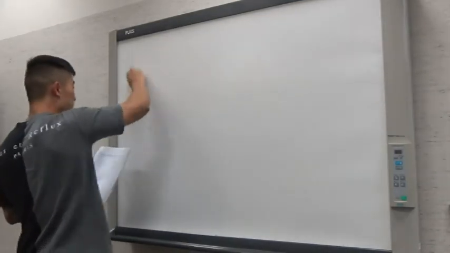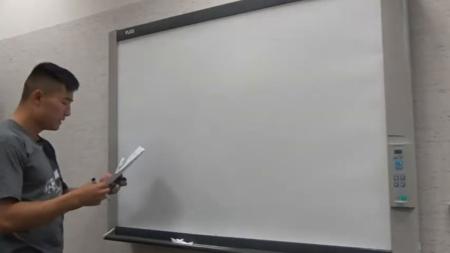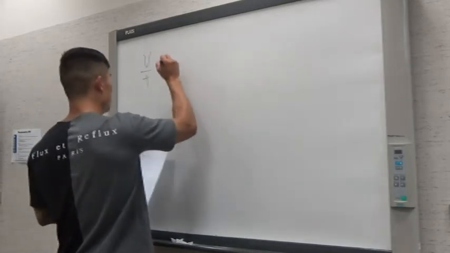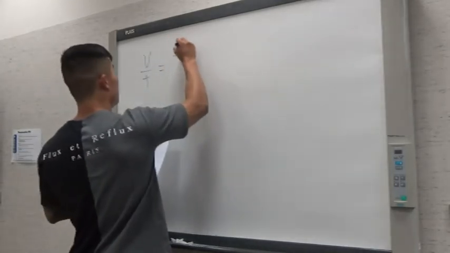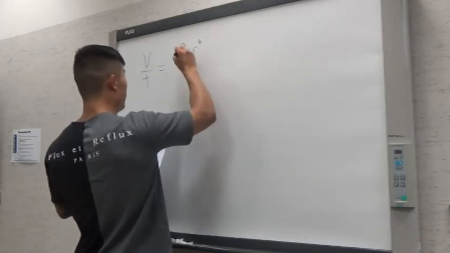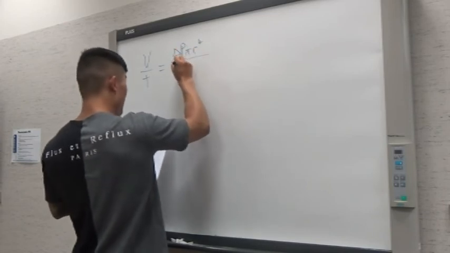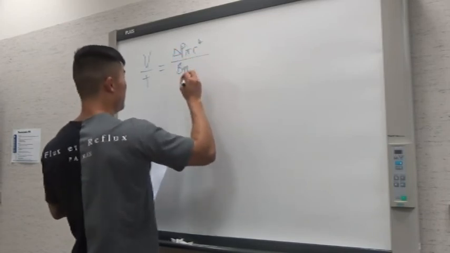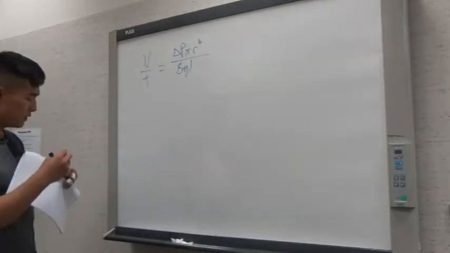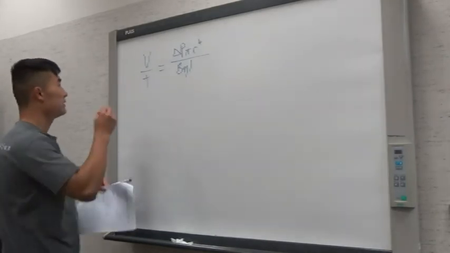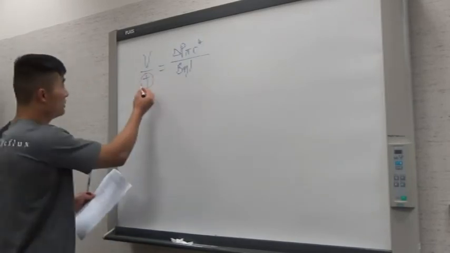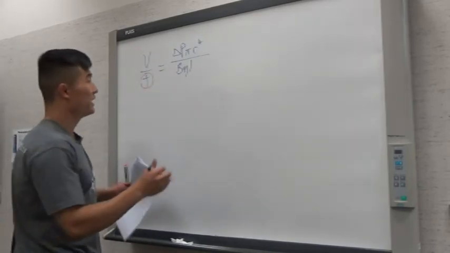Our next one is an equation used in viscous fluids. So we've got the volume over time is equal to the change in pressure, or delta P, multiplied by pi, multiplied by radius to the fourth power, over 8 times eta, which is the viscosity, times the length. So we want to get T on its own. So again, it's on the bottom. We're going to bring it to the top by flipping both sides.